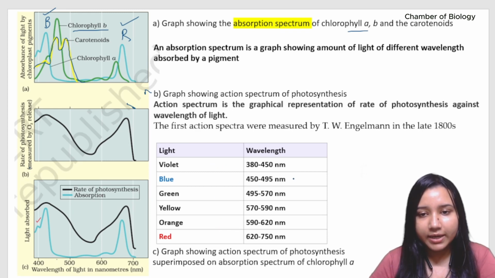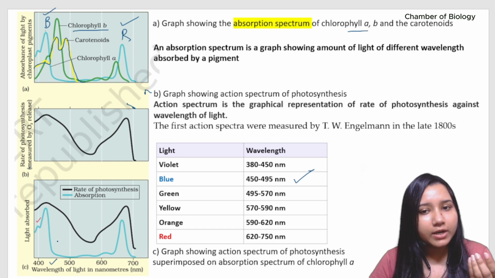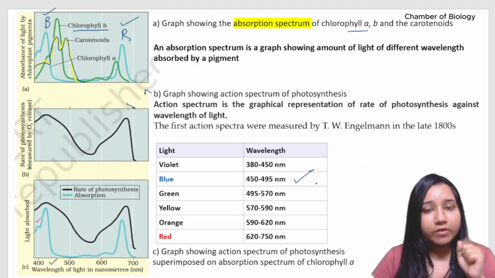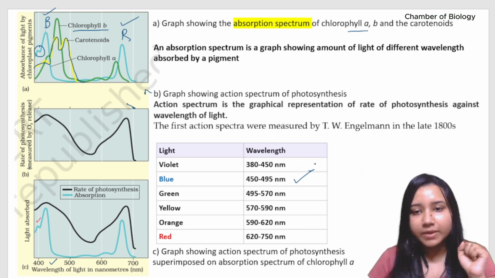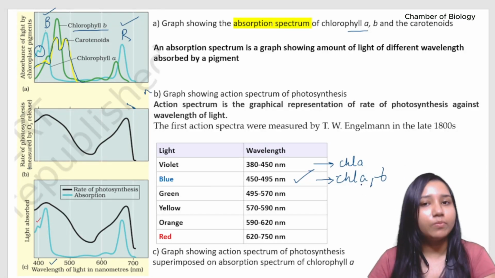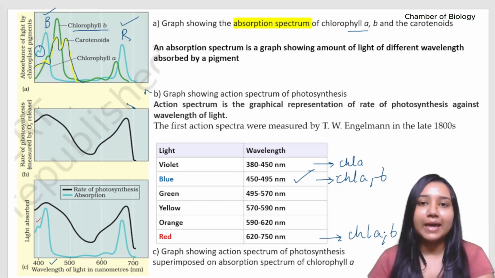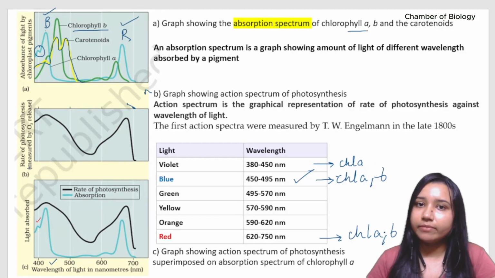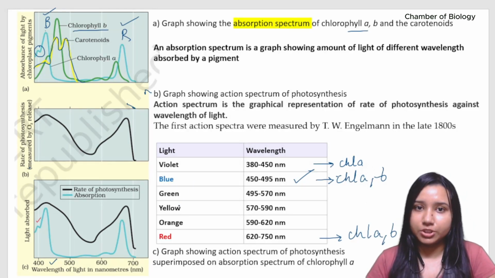So we can see that blue light is around this region, because we can notice after 400, it is 450 to 495. But if you notice, in the case of chlorophyll A, there is a small peak. That means chlorophyll A is showing a little peak at violet, and chlorophyll A and B are showing a peak at blue, and we can see chlorophyll A and B are also showing a peak at red. But carotenoids are not showing a peak at the red or the blue light. Rather, they are showing a peak in the yellow region only.